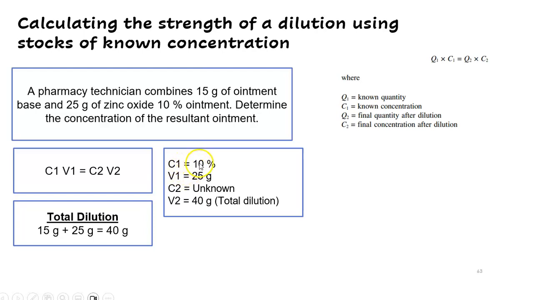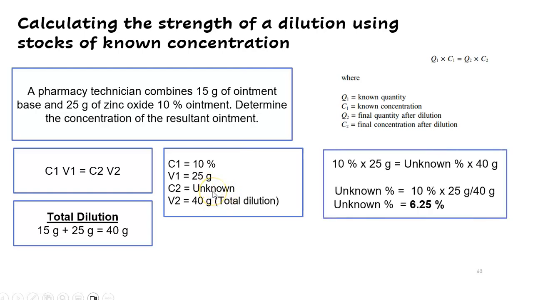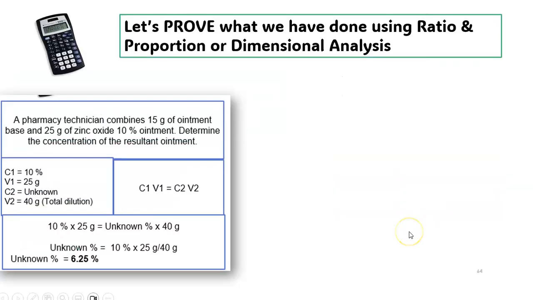Now, here we know 10% and 25 grams is the original stock being used. We have made a dilution, but we don't know what the concentration is. So you set up your variables and you make the unknown the subject, and this proves that 6.25% is the dilution that this technician has prepared.